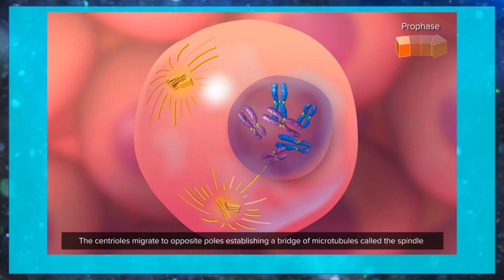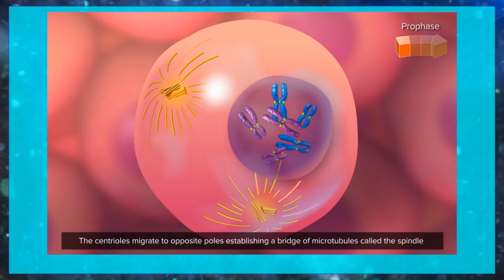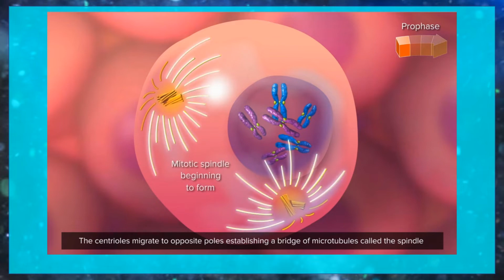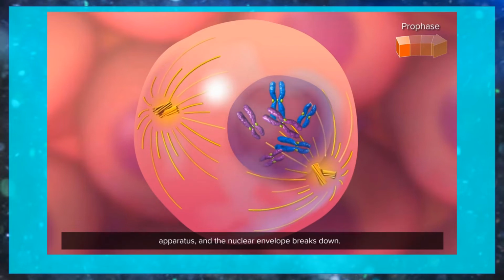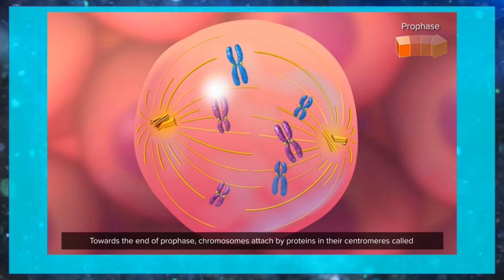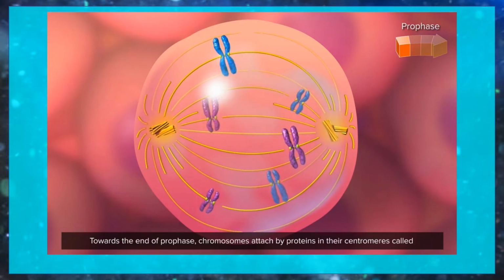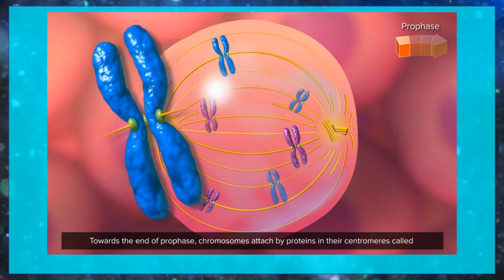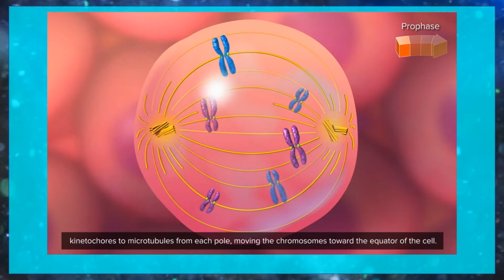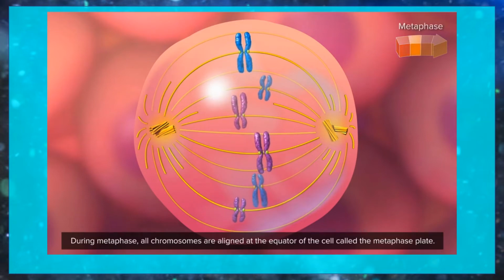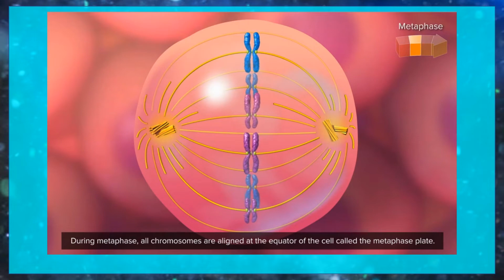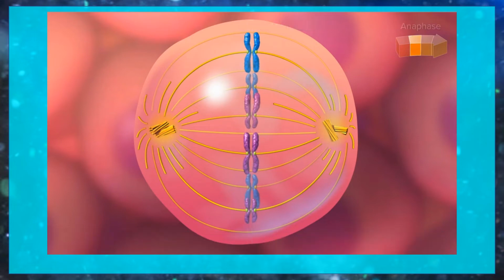The centrioles migrate to opposite poles, establishing a bridge of microtubules called the spindle apparatus, and the nuclear envelope breaks down. Towards the end of prophase, chromosomes attach, by proteins in their centromeres called kinetochores, to microtubules from each pole, moving the chromosomes toward the equator of the cell. During metaphase, all chromosomes are aligned at the equator of the cell, called the metaphase plate.